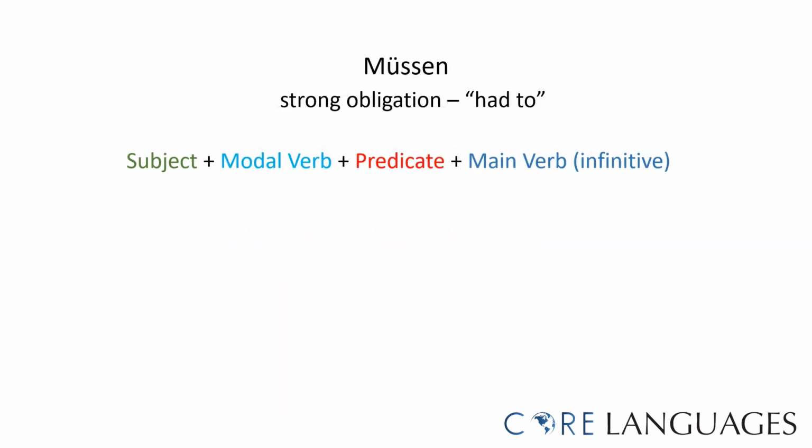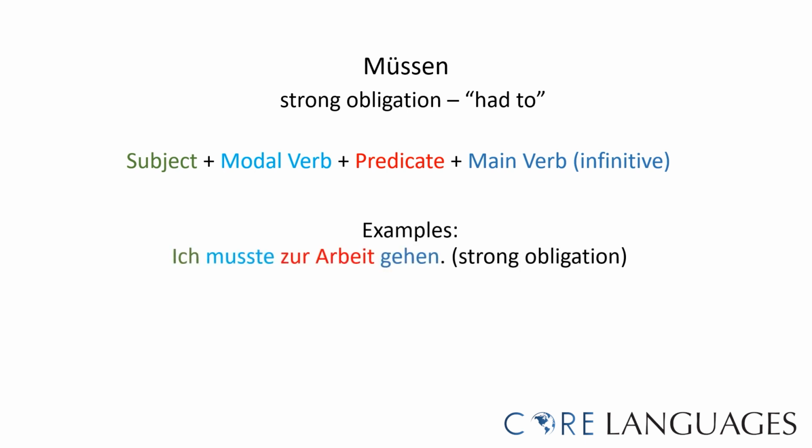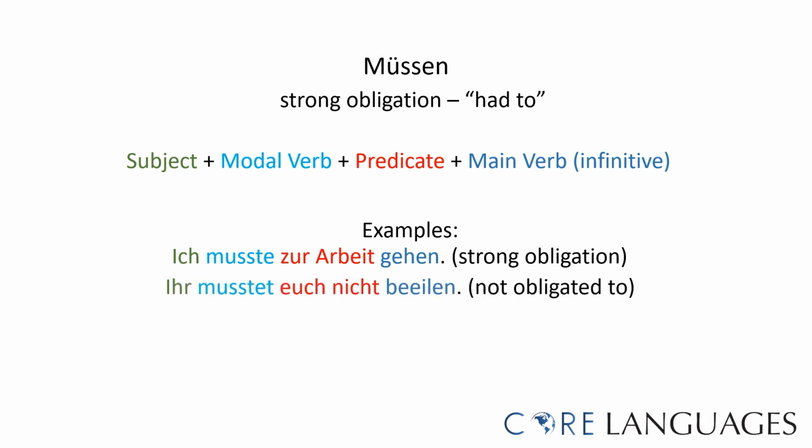The modal verb müssen is used to express a strong obligation, and the preterite translation would be had to. For example, zum Beispiel, ich musste zur Arbeit gehen. I had to go to work. Or, ihr musstet euch nicht beeilen. You didn't have to hurry.